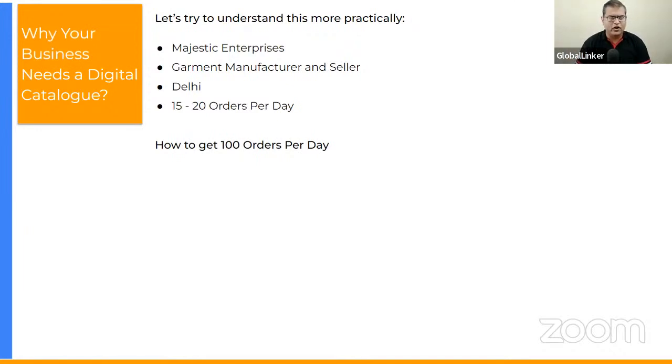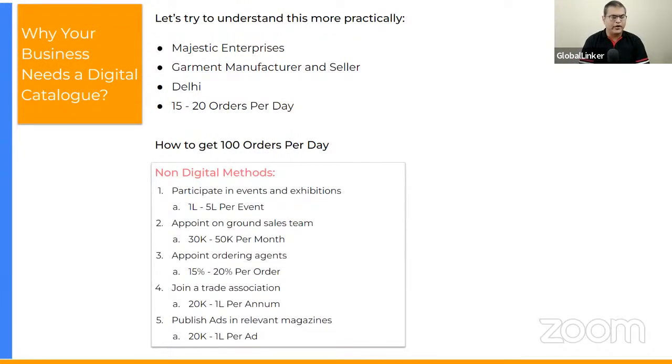Let's explore the non-digital methods. So that's where they can participate in events and exhibitions, appoint an on-ground sales team that can go and get orders from them, and appoint ordering agents or join trade associations, or publish ads in relevant magazines or publications, right? So these are the non-digital methods which are available, and I've also listed down the costings for each of the methods, which you can see on your screen. I'm not going into that detail.